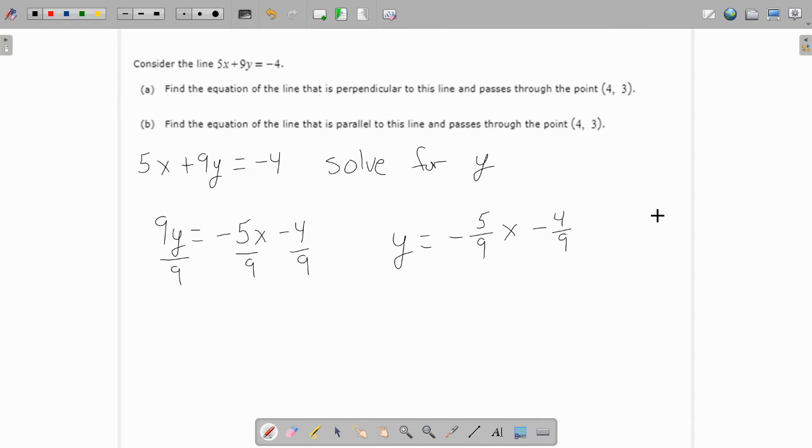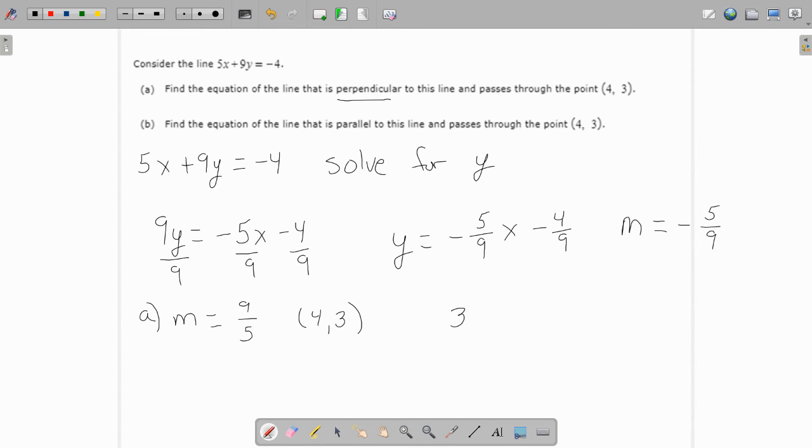All right, so based on this, so we had to solve this to figure out the slope. The slope of our line is -5/9. Okay, so now we're just doing the same thing we did last problem. So A, we're going perpendicular. Okay, try to fool us again. So opposite reciprocal. So your slope is 9/5 and your point is 4/3. Looks like we're going to get a fraction again here, and that's okay.